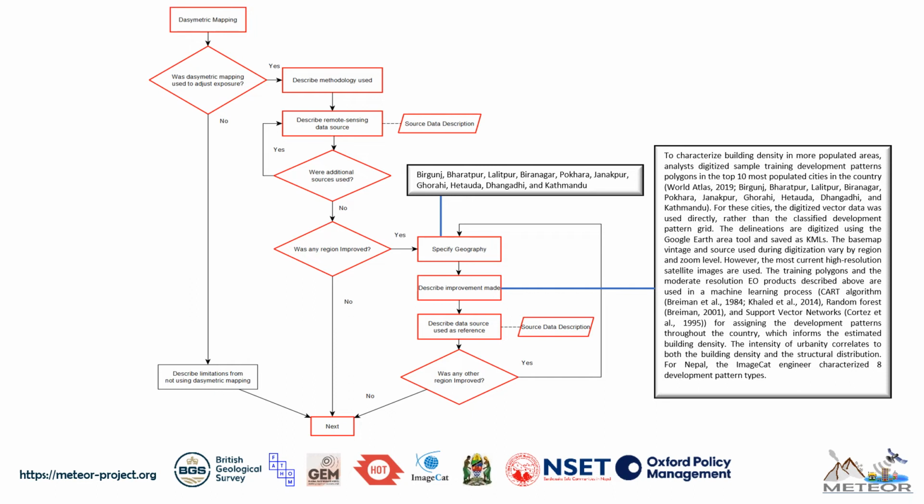The training polygons and the moderate resolution Earth observation products described above are used in a machine learning process for assessing the development patterns throughout the country, which informs the estimated building density. The intensity of urbanity correlates to both the building density and the structural distribution. For Nepal, the ImageCAD engineer characterized 8 development pattern types.